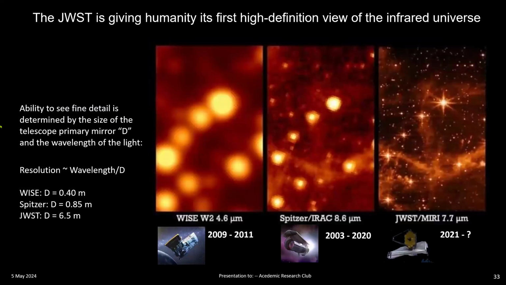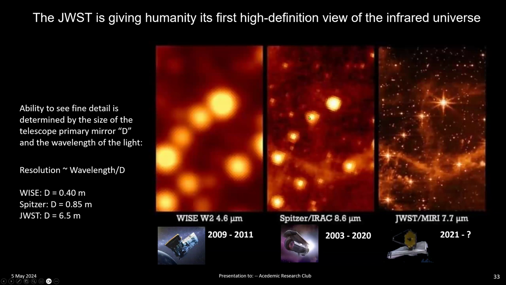All right, it is literally true that the Webb telescope is giving humanity its very first high-definition view of the infrared universe. And this chart shows that. On the left, you see one of our first infrared telescopes, dating back to 2009. This is observing a particular field. All 3 of these images are the same field in the Large Magellanic Cloud. And this WISE telescope had a diameter of 40 centimeters. Later on, we developed the Spitzer telescope, which had a diameter of 85 centimeters.